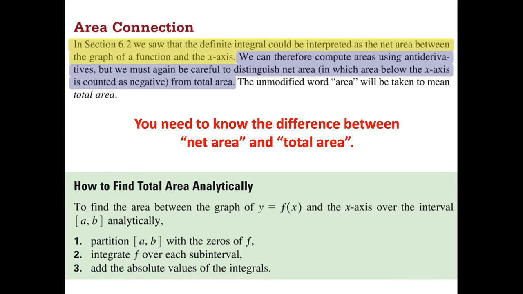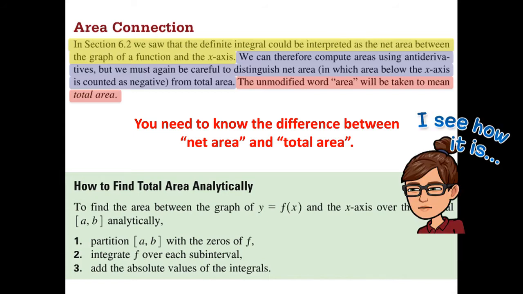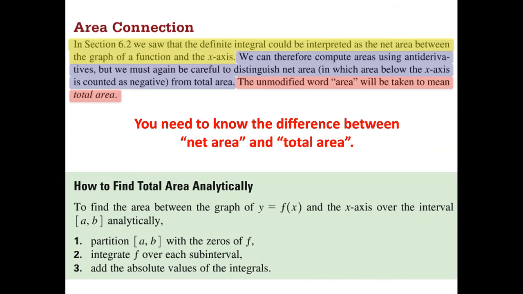What that means is that using the antiderivatives, we can still find the net area. That means any area below the x-axis is counted as negative. So there's a difference between total area and net area. The net area is when any areas below the x-axis get counted as negative. However, if you just want the total of something, then all areas are treated as positive values. So there is a difference between net area and total area.